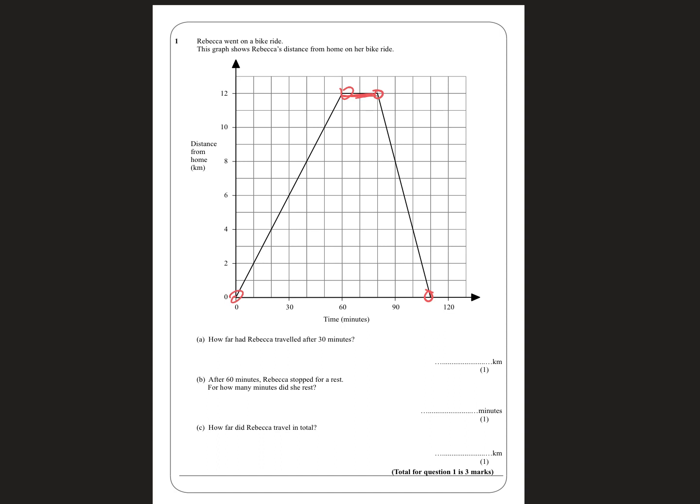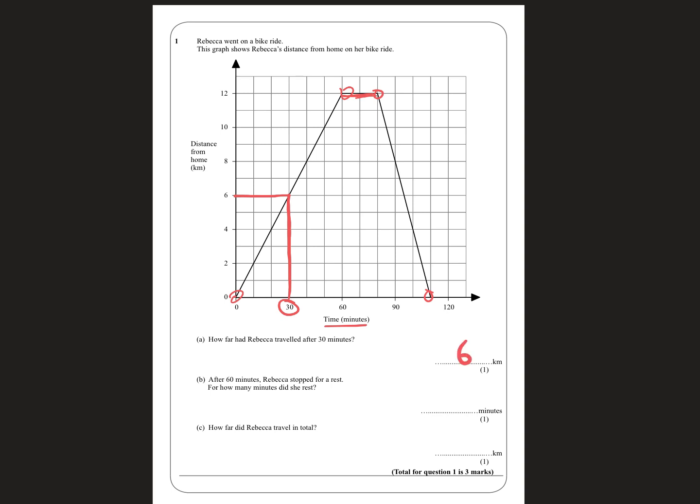So the first question there says A, how far had Rebecca travelled after 30 minutes? So her time's along the bottom, so there's our 30 minutes. So what we do from there is we will draw a line up to our graph, and probably the best thing you can do here is to use a ruler. So up to where we meet the line of the graph, and then we go across and read off from there, and that says that at 30 minutes she was actually 6 kilometres from home.